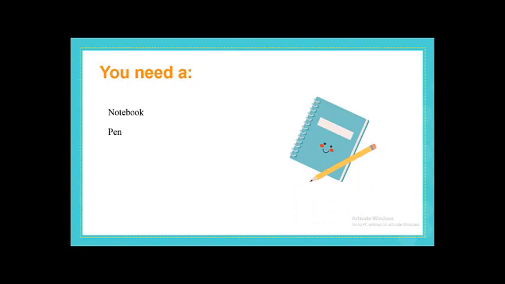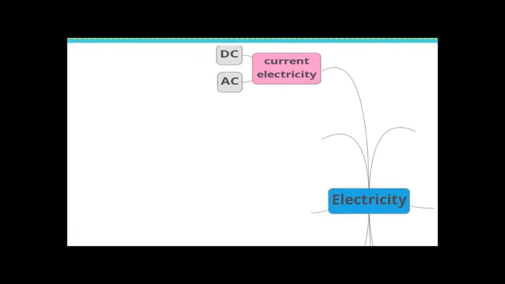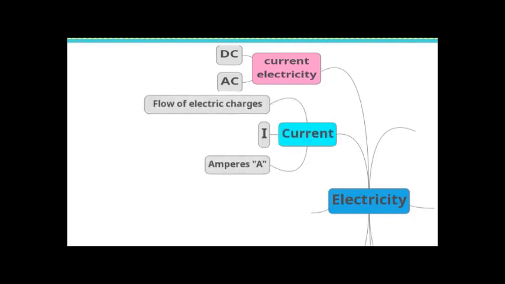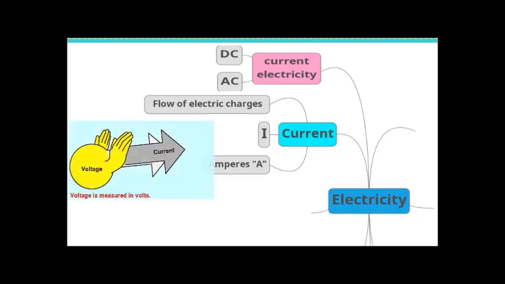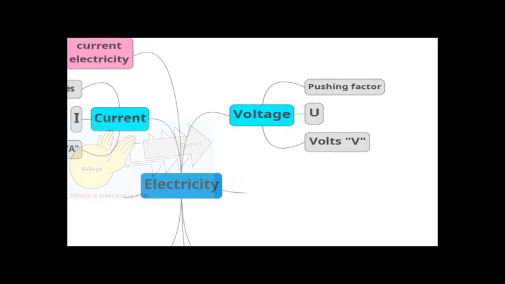If you please, you have to prepare a notebook and a pen in order to write some notes and to practice on some applications. As I recall, we have seen that electricity is of two types. We are interested in studying current electricity, starting with DC voltage. Then we learned something about current represented by I, measured in amperes, and which is actually the flow of electric charges. These charges to flow need a pushing factor, which is the voltage represented by U and measured in volts.